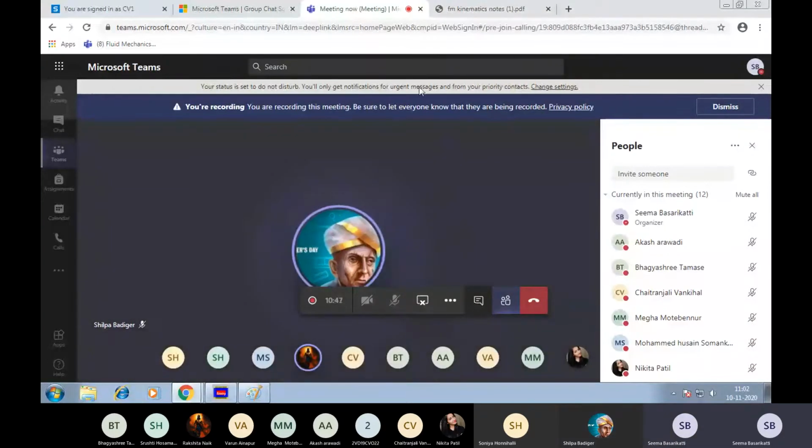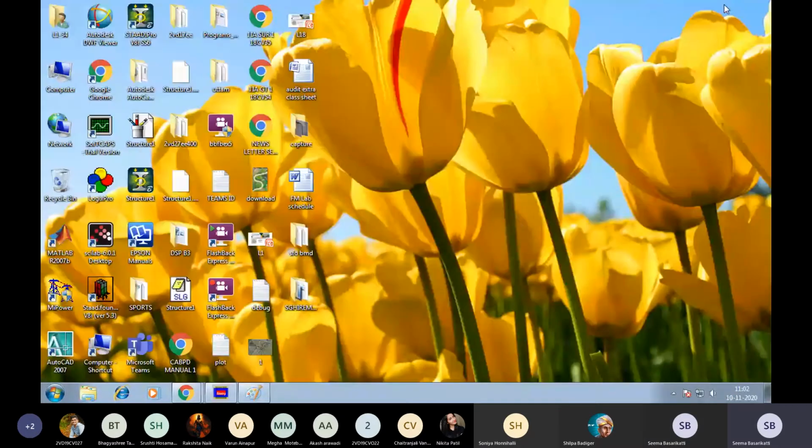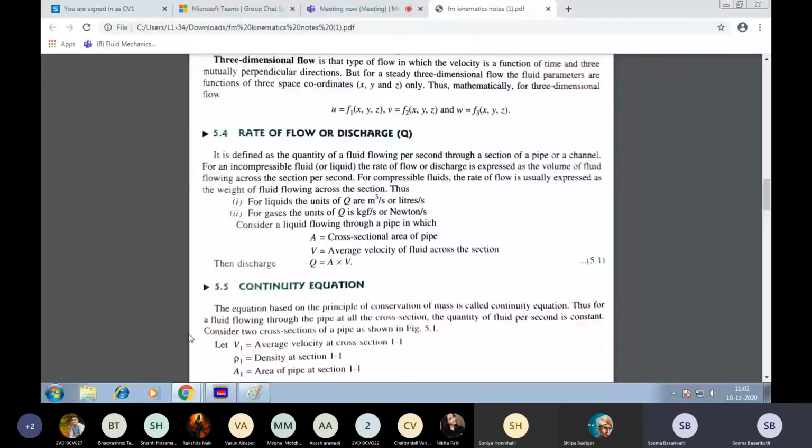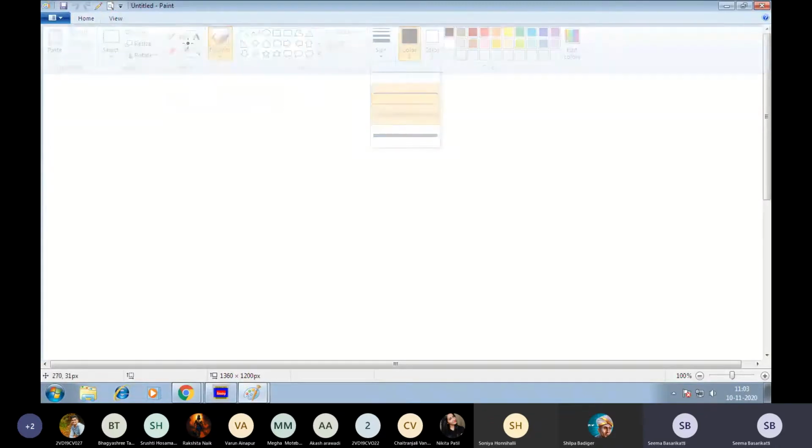Now I will tell you the application of this particular concept. This concept, I mean to say identifying the discharge, is generally used in identifying the discharge of a pipe. Here I'm going to draw a diagram so that it will be easy for you to understand. So this is the river.